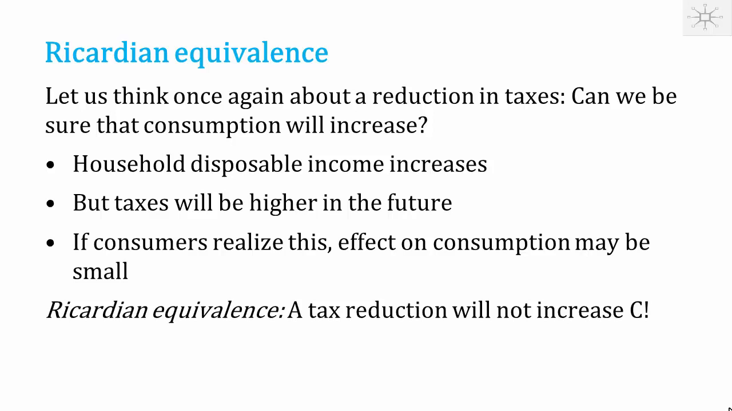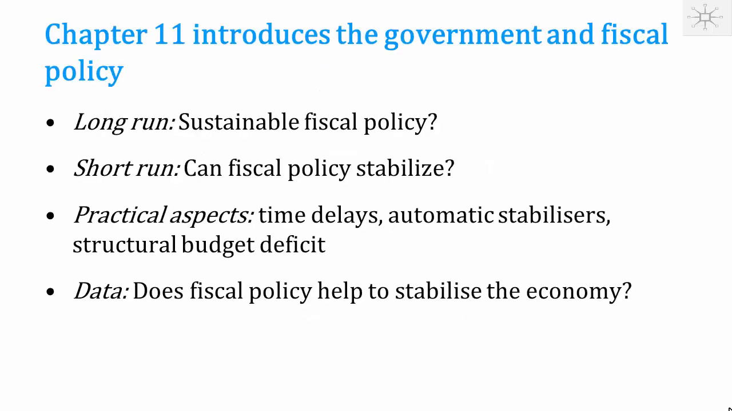In a normal situation, you would expect that an increase in government expenditure or a reduction in taxes will have an expansionary effect on the economy, and that is also what the data says. The empirical evidence is discussed in the chapter. Okay, so this chapter introduces the government into the model and studies fiscal policy. We look at the long-run question of whether fiscal policy is sustainable. We look at the short-run question of whether fiscal policy can stabilize the economy. There's also in this chapter a discussion of various practical aspects of fiscal policy.